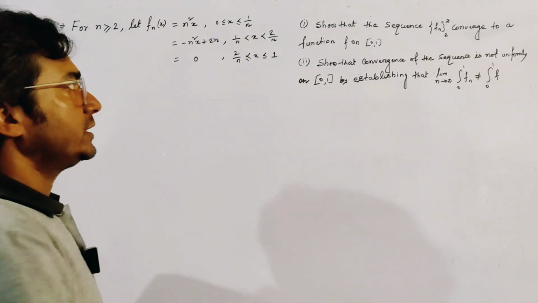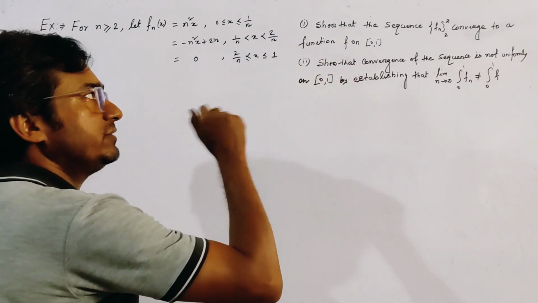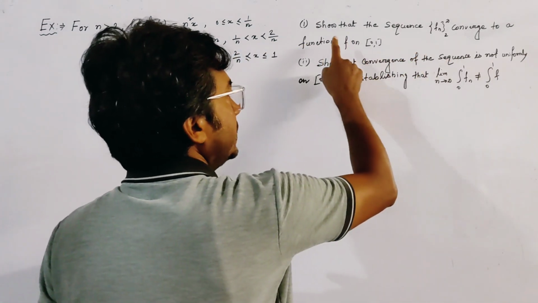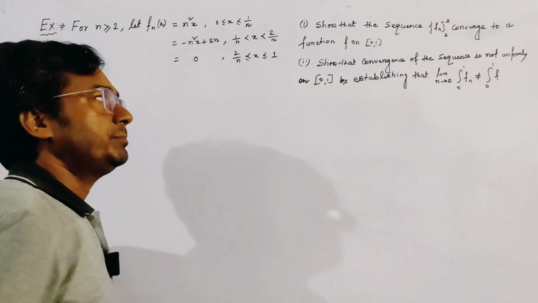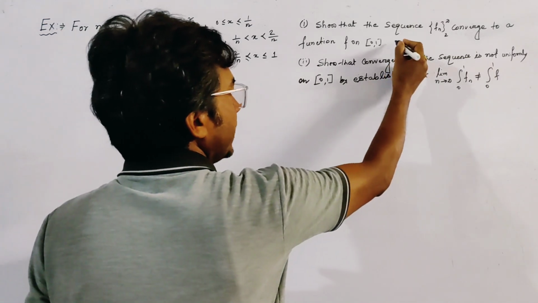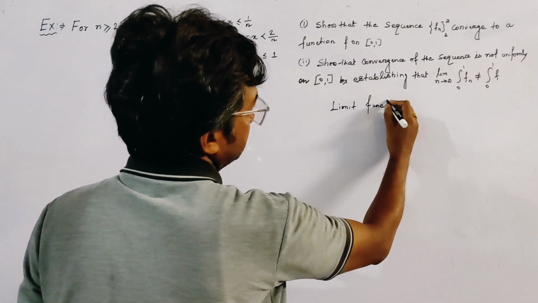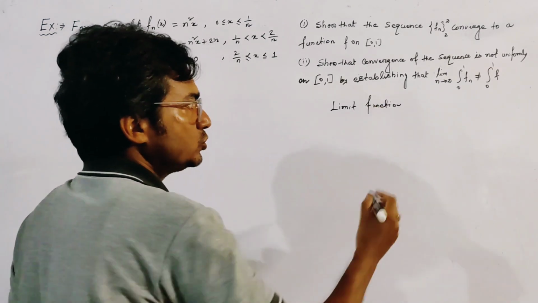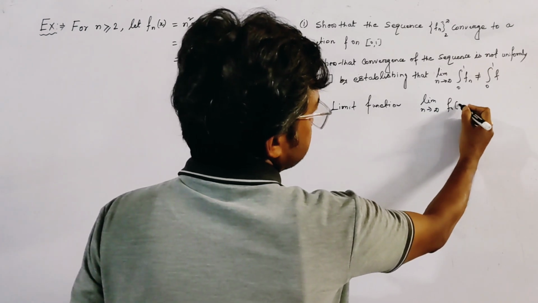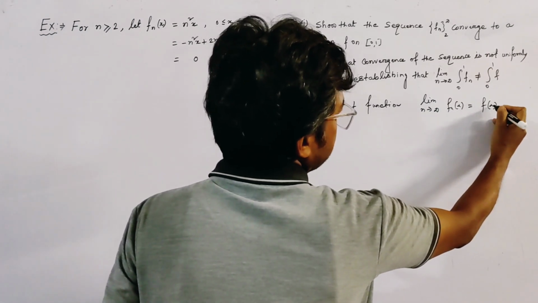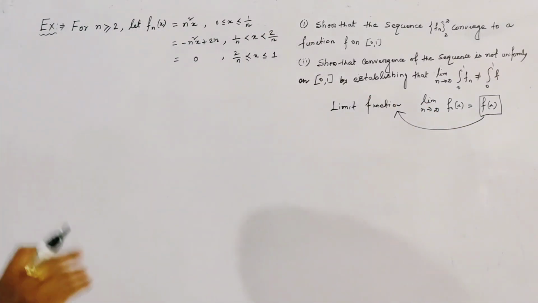In the first problem, we have to find the function f to which f_n converges. That is, we have to find the limit function of f_n. Because we know that if the limit as n tends to infinity of f_n(x) gives f(x), then f(x) is said to be the limit function of this sequence of functions.